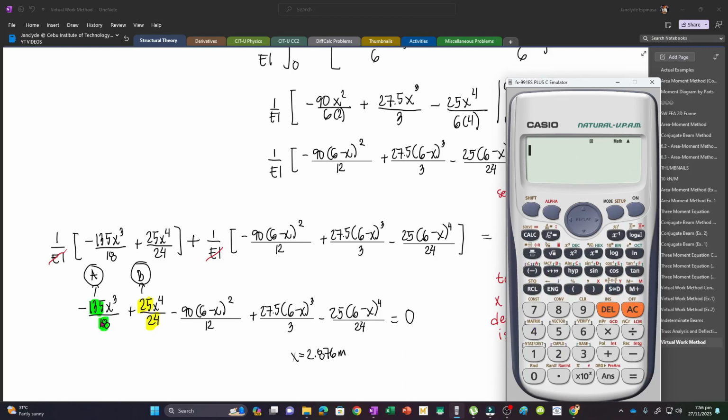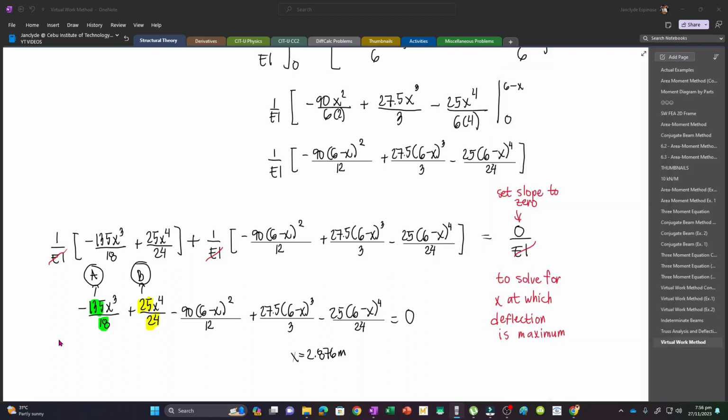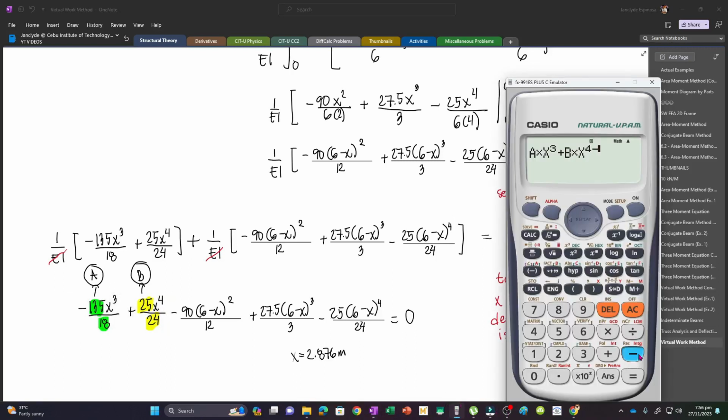So, instead of typing 135 over 18, I will just type A times x cubed, and then plus B times x to the fourth. Let's continue. Minus 90 times (6 minus x) squared over 12, and then plus 27.5 times (6 minus x) cubed over 3, and then minus 25 over 24.